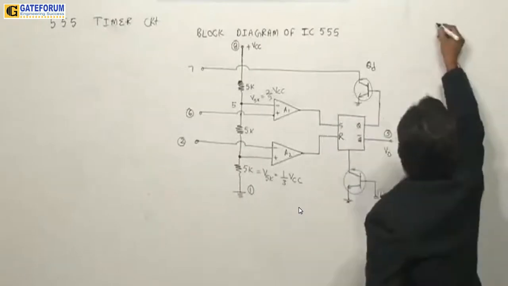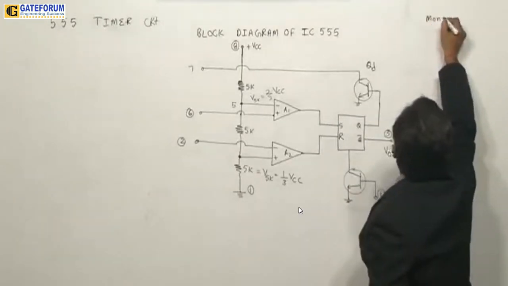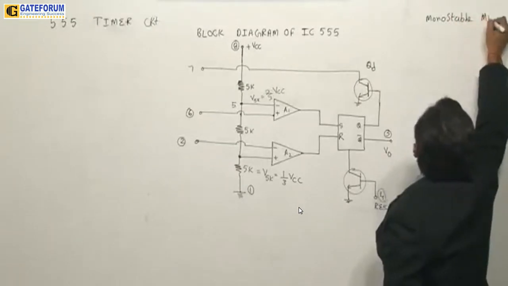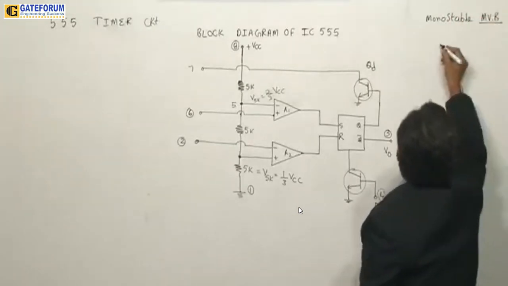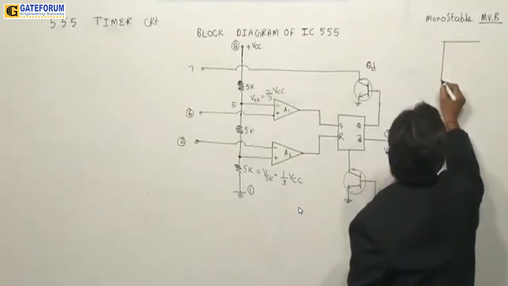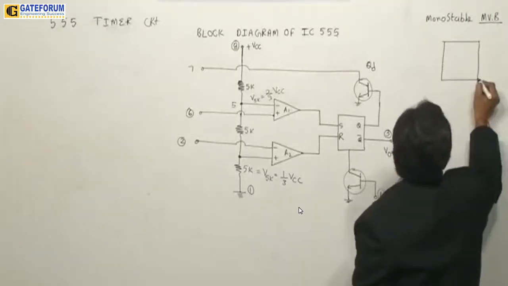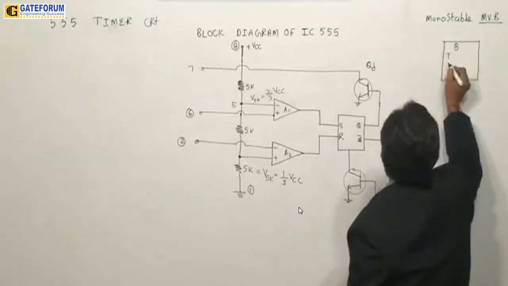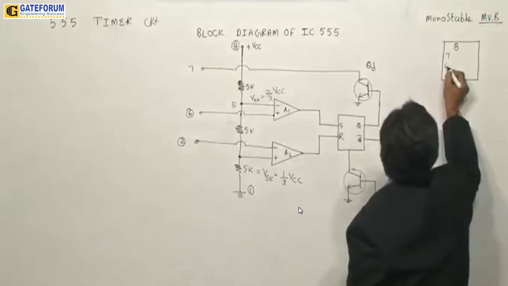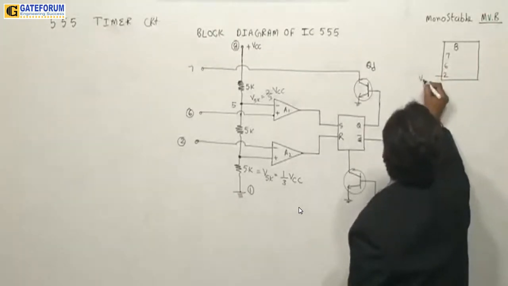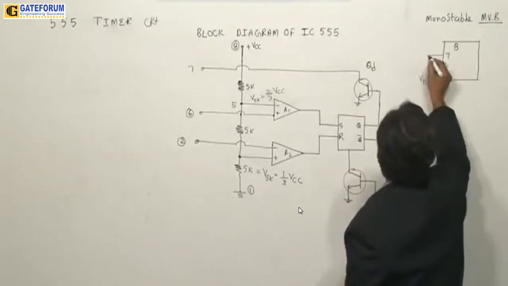Now this is the inside block diagram. When you want to make this circuit work as a monostable multivibrator, then for your understanding, I am writing this point like this. In case of monostable multivibrator, this is pin number 8, pin number 7, you have here pin number 6, pin number 2. So here trigger will be given.